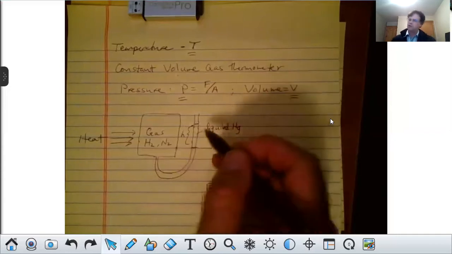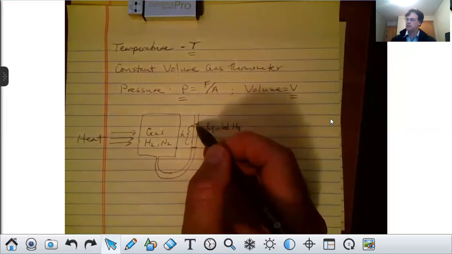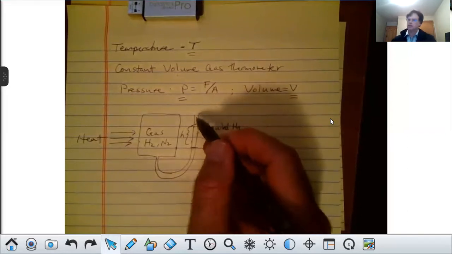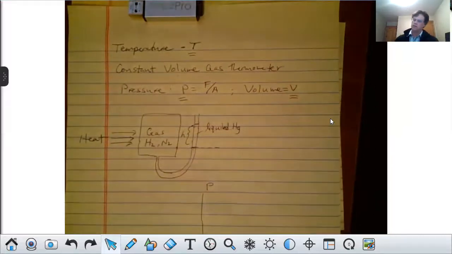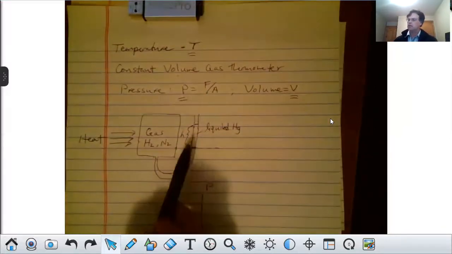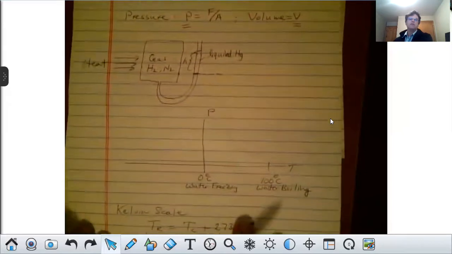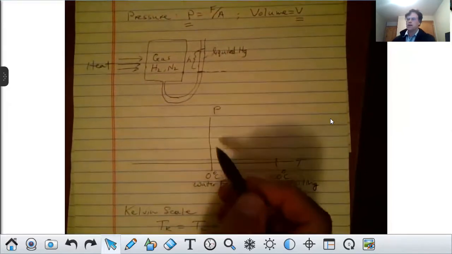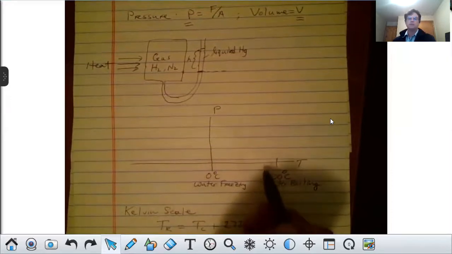Now, as it turns out, we didn't study fluids so far in this class, but the pressure depends on the height of the column of mercury, for example, that you put here. Or you could measure pressure some other way. But basically, what you get is as the temperature goes up, the pressure increases, and what you could do is plot a graph of pressure versus the temperature.